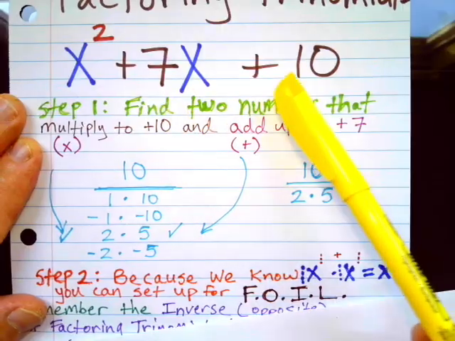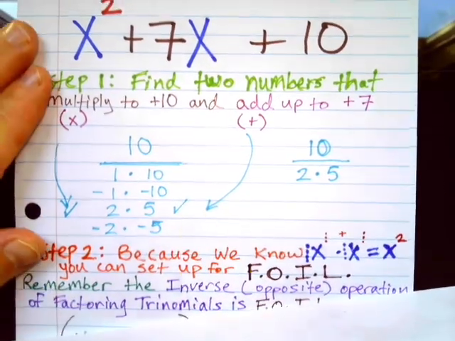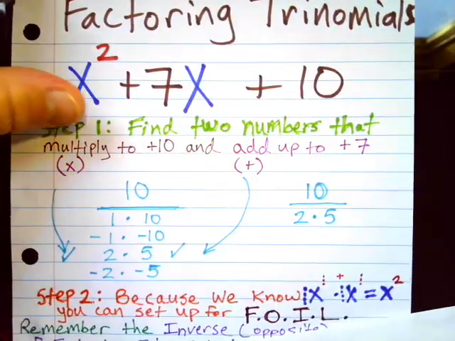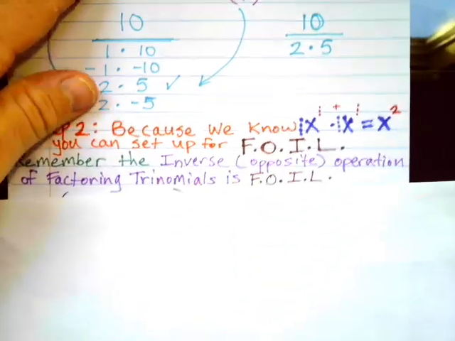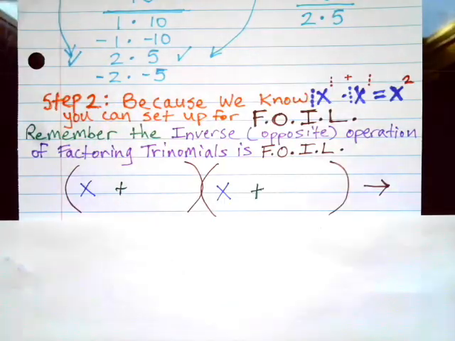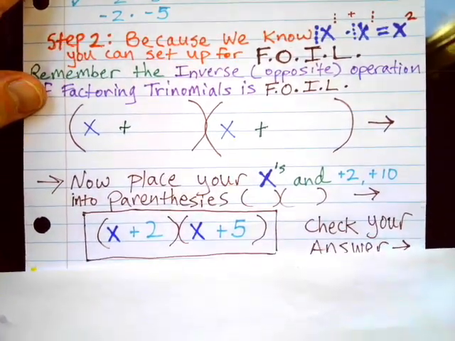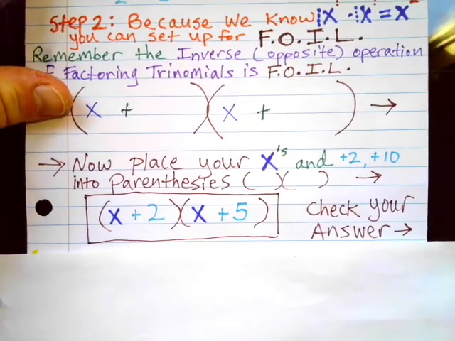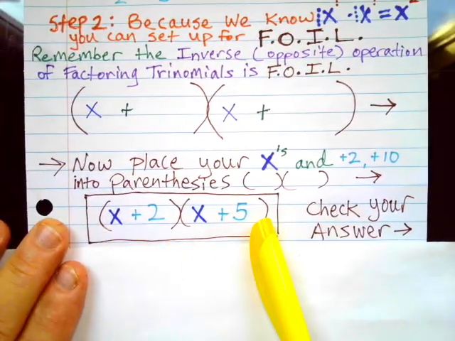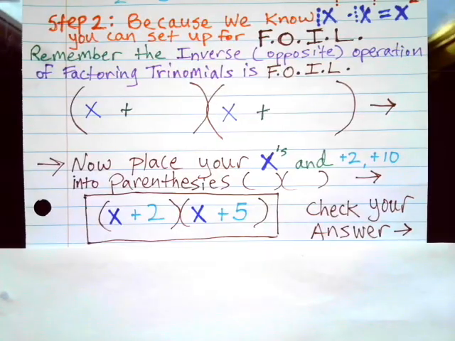When you add them together, you get 7. When you multiply them, you get 10. And again, we started with that x squared. That's x times x. So as we move forward, you can set up your reverse FOIL. We're factoring here with x plus and an x plus inside parentheses. Now we're just going to put that 2 and the 5 inside. Since they're both positive, they'll stay positive. And as you can see, x plus 2 times the quantity of x plus 5 is the factor of x squared plus 7x plus 10.